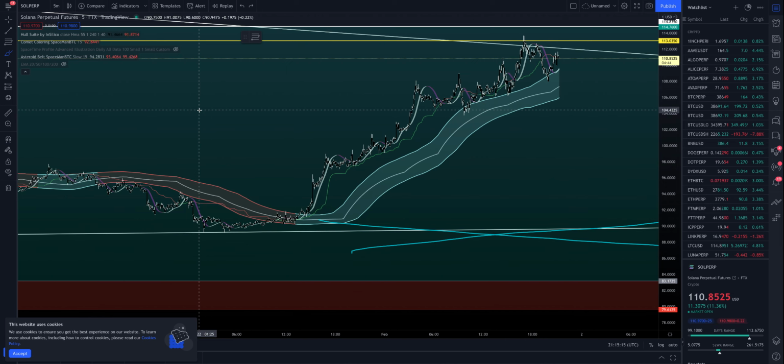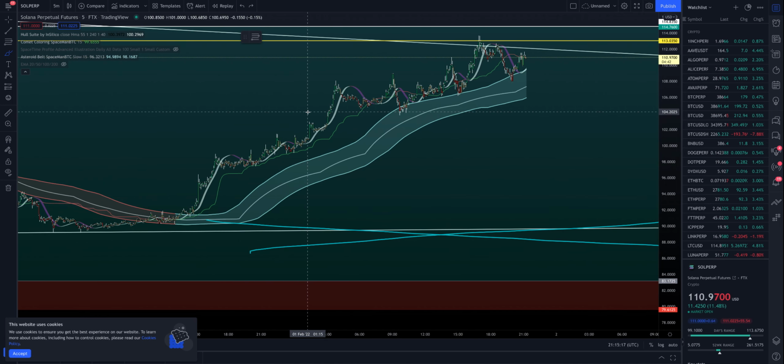Now there are multiple settings. As you guys know, I always have it on slow mode because I feel that's what works best for me. It's the most accurate.